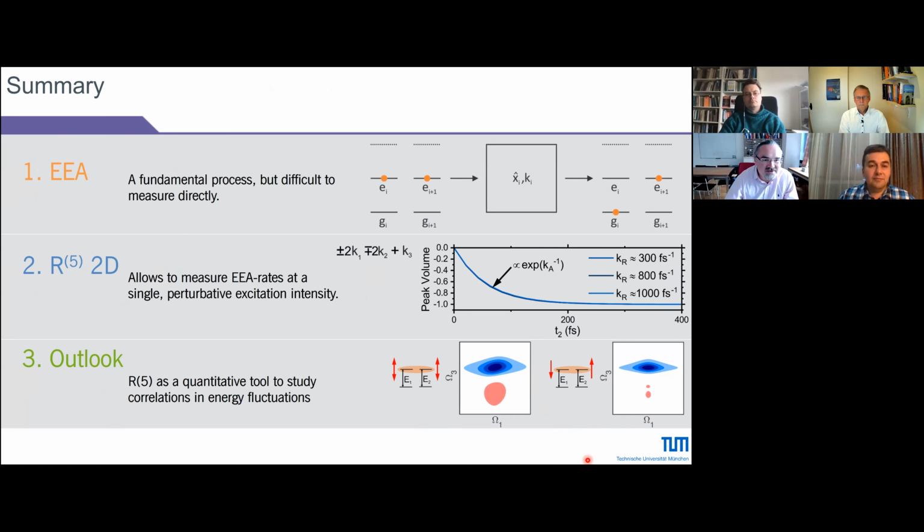Okay, we're already on the summary slide. I told you why we're interested in exciton-exciton annihilation. Then I showed you that R5 spectroscopy, electronic R5 spectroscopy, is a tailor-made and I think very insightful tool to talk about exciton-exciton annihilation without the need to do intensity-dependent experiments. And we would like to take this further and see if we can also talk about correlations in energy fluctuations of sites and take R5 spectroscopy as a spectroscopic tool for that. I'm closing and I thank you very much.